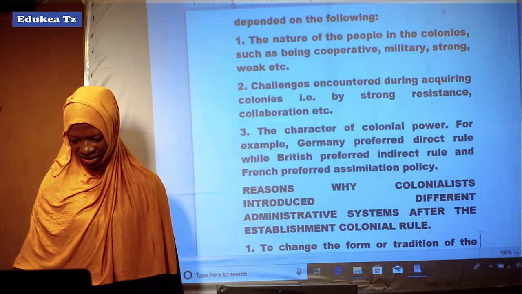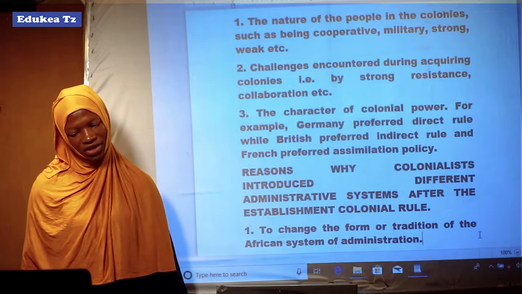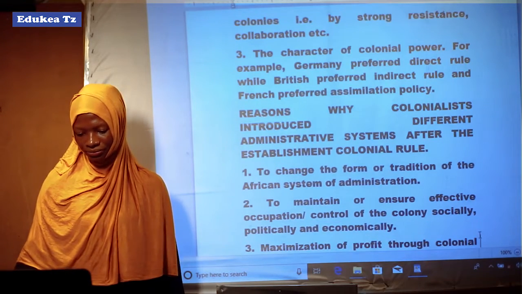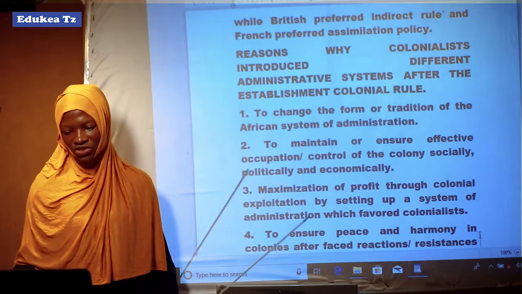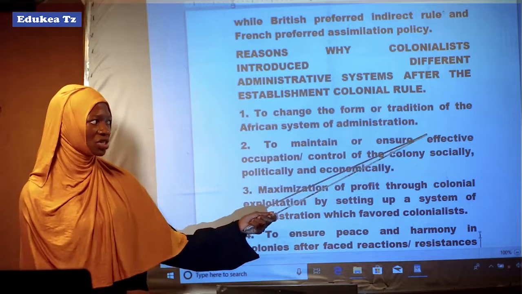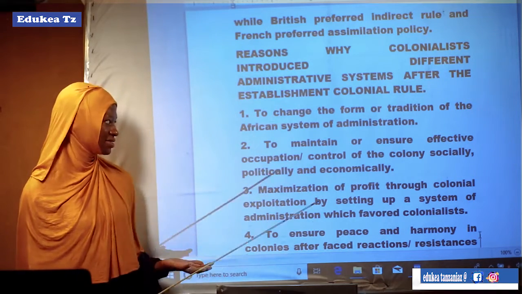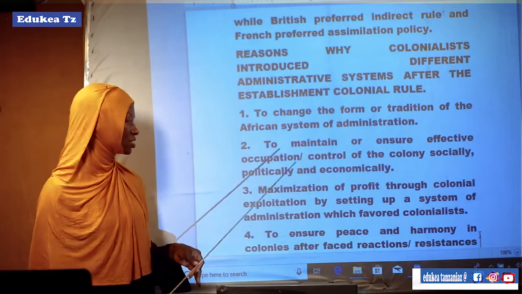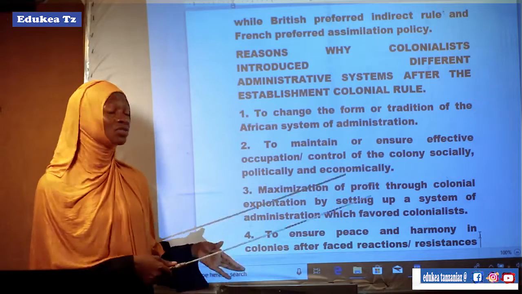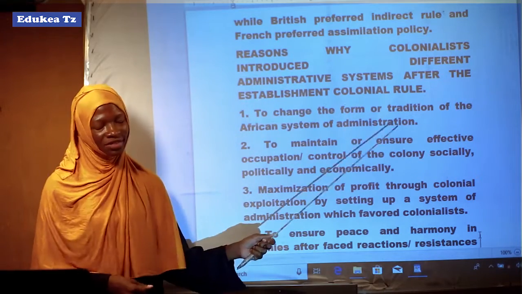Now, why did colonialists introduce different administrative systems after the establishment of the colonial rule? I elaborate the previous points as follows. The first reason is to change the form or tradition of African system of administration. Before the coming of colonialists, we had our own way of administration. Therefore, after the coming of Europeans, they decided to change our form and introduce their form. That's why it was necessary for them to establish their way of ruling, or administrative system.